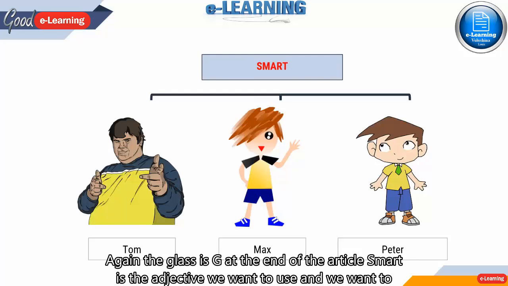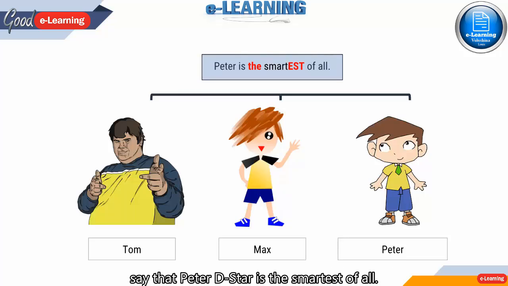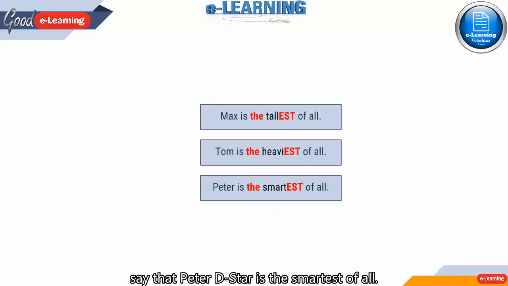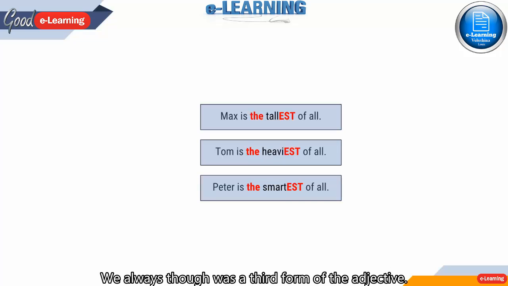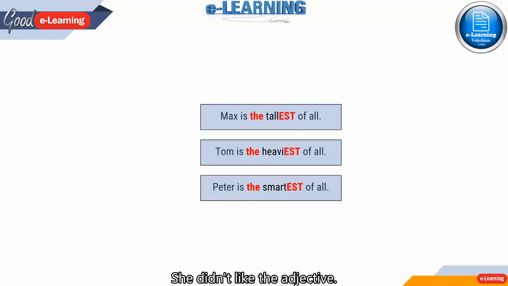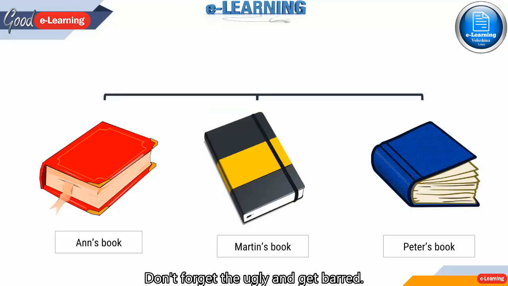Smart is the adjective we want to use. And we want to say that Peter this time is the smartest of all. Max is the tallest of all. Tom is the heaviest, the smartest. Peter is the smartest of all. When we want to compare more than two people, we use the plus the third form of the adjective. When there is a short adjective, this third form is -est at the end of the adjective. Don't forget the again. Good.